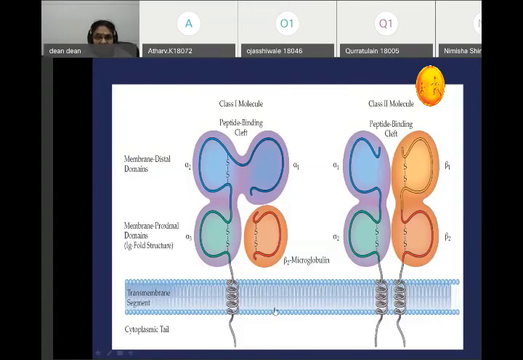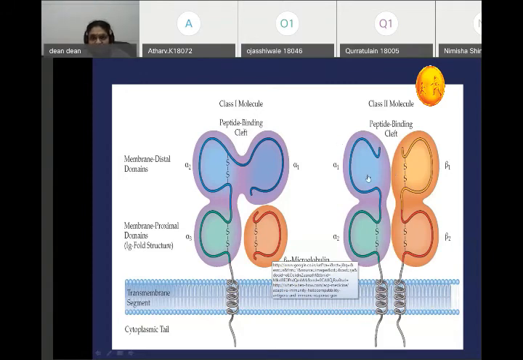Now, the difference between class 1 and class 2 molecules. The class 1 molecule consists of a heavy alpha chain made up of 3 globular domains, alpha 1, alpha 2 and alpha 3, and a small beta chain. There is a transmembrane terminus which enters into the cytoplasm. Alpha 1 and alpha 2 are folded to form a groove to which the processed antigen will bind.